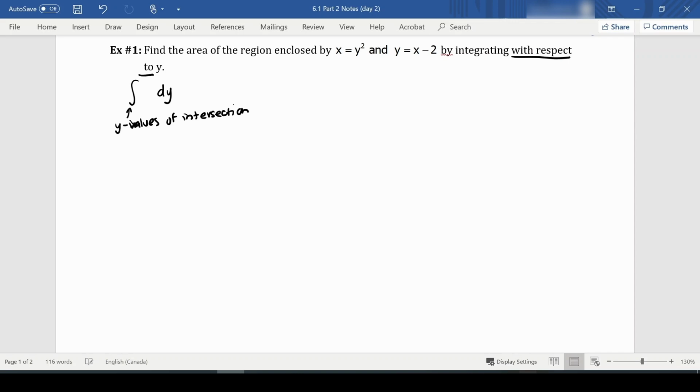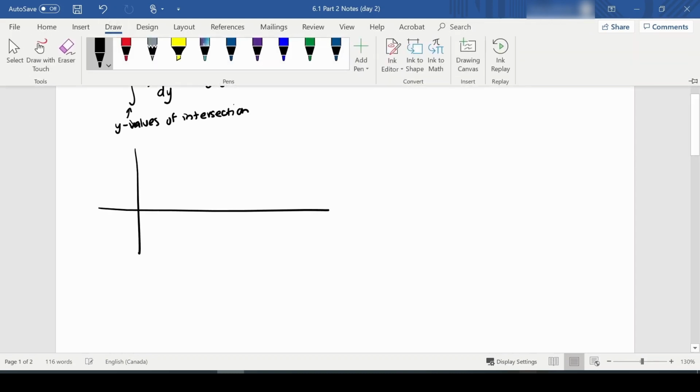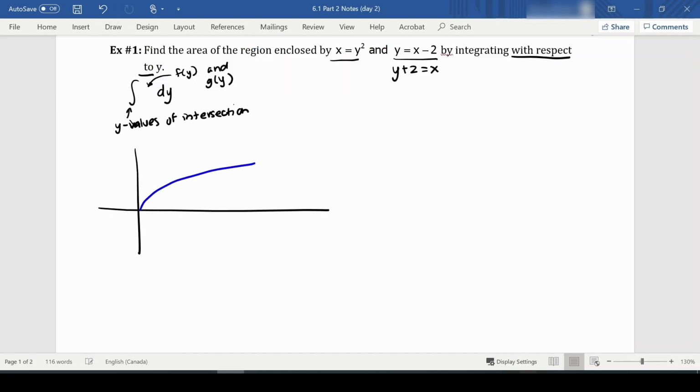Okay. And that means that our two functions inside should be f of y and g of y. Our problem here is we don't know which one's which until we do some sort of visualization. This one is already in terms of y, but this one is not, so we need to rewrite this so that it is a function with respect to y. So let's picture what this thing looks like. We actually did this one last day. So this would be our x equals y squared function.